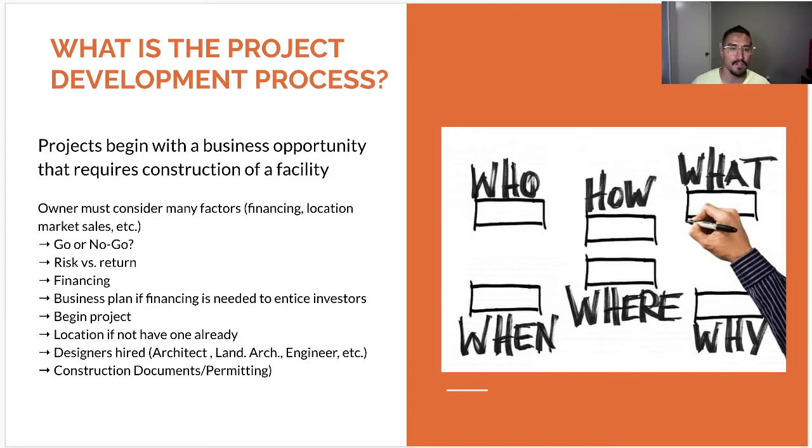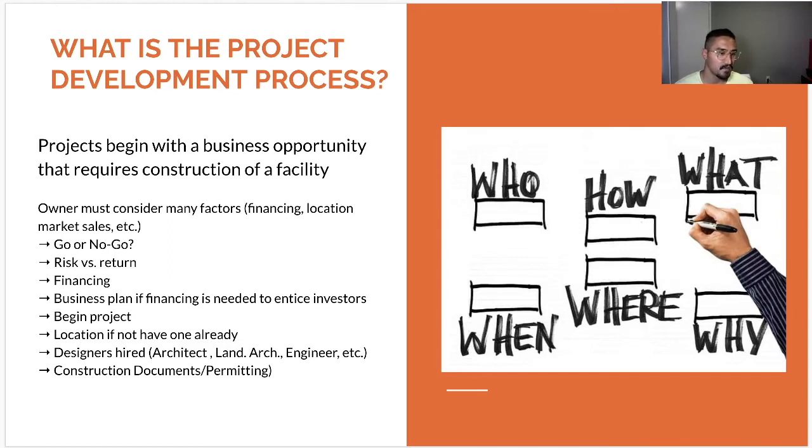So now let's look at the project development process. Let's say the economy is doing really well and a developer wants to build more houses. Before he does that, he must consider a couple of factors. These factors are financing, the location, market sales, etc. And once he considers these factors, he has to decide whether the risk is worth the return. And once he decides that it's worth the risk, he has to look into financing. If he has the funds, he'll continue with the process. If he doesn't have the funds, he has to come up with a business plan to entice investors to build this project. And once he has the funds, the project can begin.